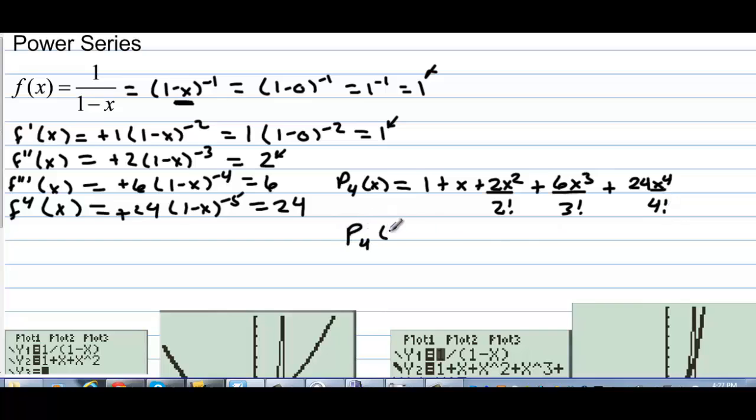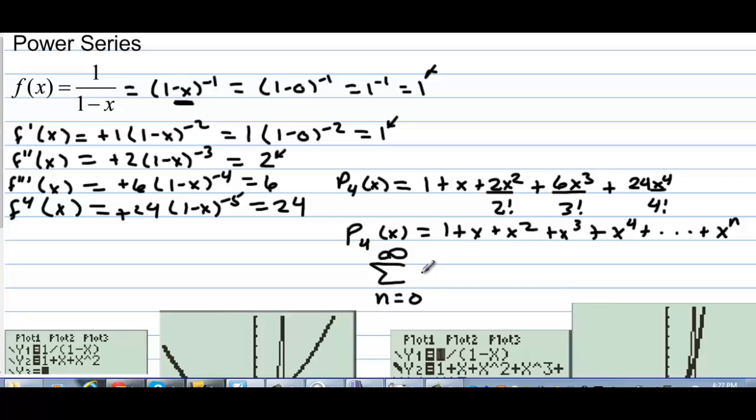Let's simplify that. And what we get is 1 plus x plus 2 divided by 2 is 1, so we have x squared. 3 factorial is 6, so now we have 6 divided by 6, that's 1, and that's x to the third. 4 factorial is 24. 24 divided by 24 is 1, and that'll happen infinitely. The coefficients will match up with the factorials, and all of the coefficients end up being 1. Well, the nth term is just x to the nth. If we write that as an infinite series, we have n equals 0 to infinity of x to the nth. And that's why it's called a power series, because it's just the number to a power.